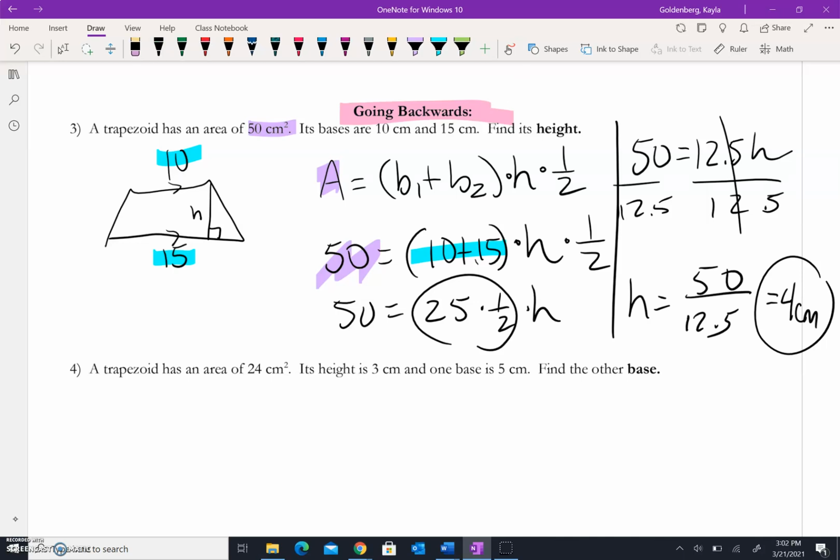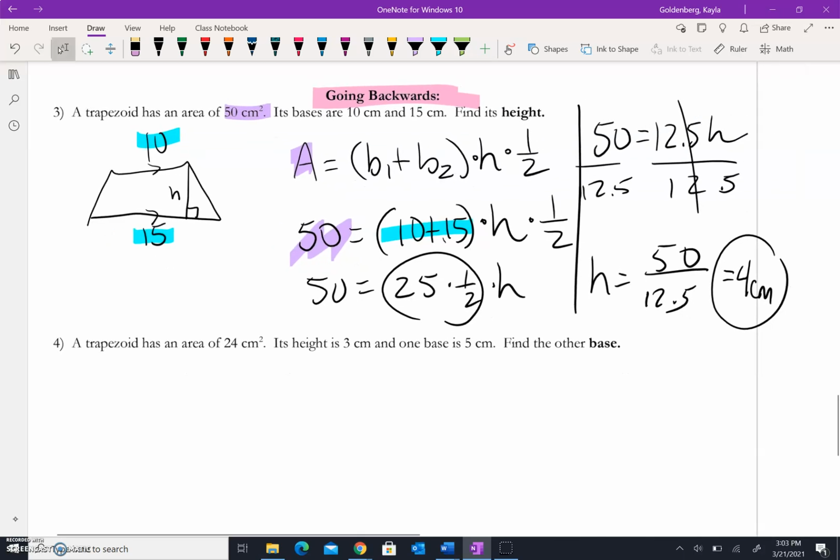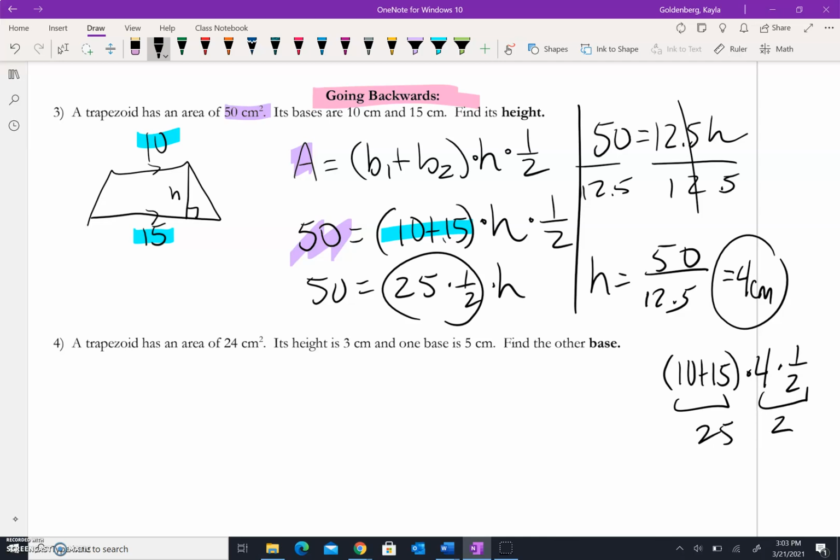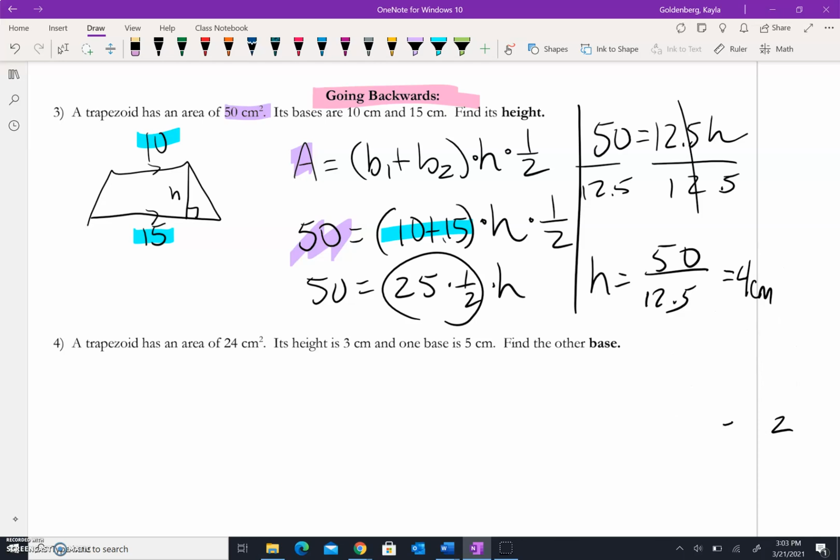So it doesn't seem like it's going to be a nice clean number, but it does end up being 4. If you want to double check, a great way to verify is to take your 4, your bases, and the 1/2 and plug it all in and see if it multiplies to be 50. That's a great double check. So if I did want to verify, I would plug everything in: base 1 plus base 2 times height of 4 times 1/2, right? I can tell here that that's going to become a 25, and half of 4 is 2, and 2 25s does in fact make 50. So plugging it all in is a great verification.